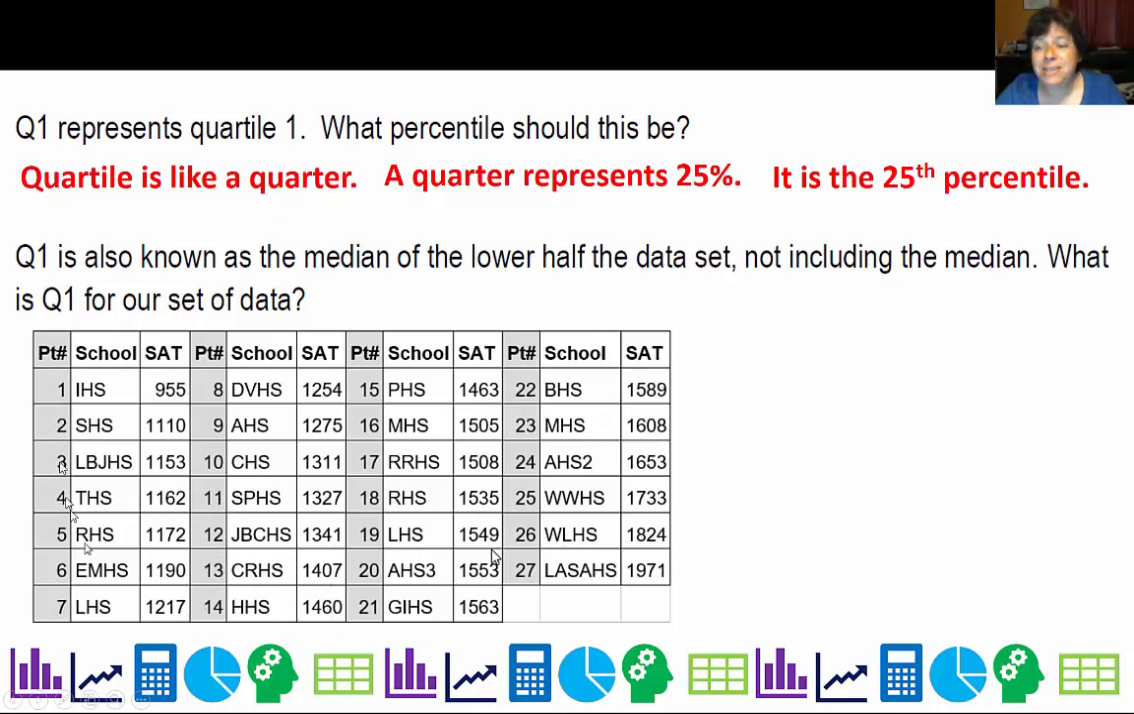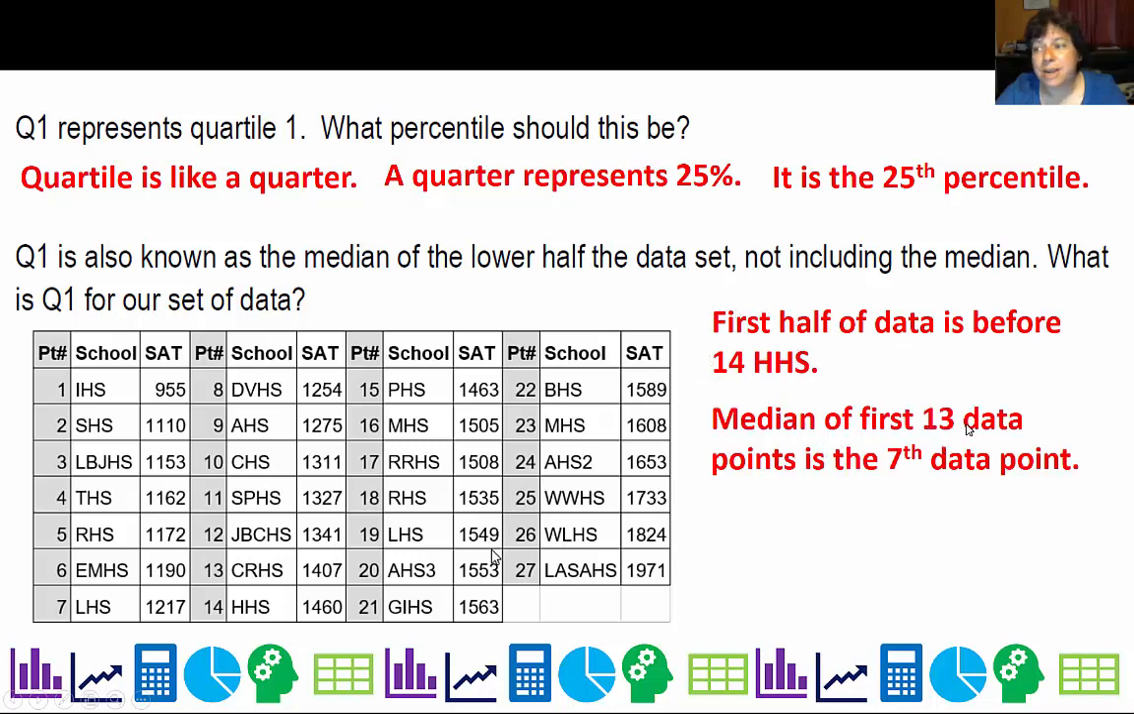So if I were to take this set of data, this half, from 1 through 13, what's the midpoint there? Well, it's before Hendrickson High School. The median of the first 13 data points is the 7th data point. And Q1, therefore, being the 7th data point, would be number 7, which has a score of 1217. So Q1 would be 1217.